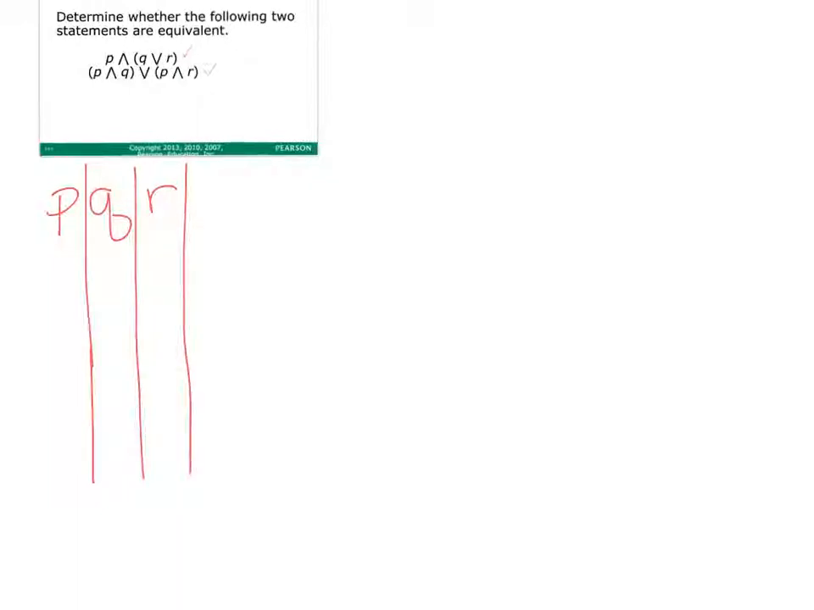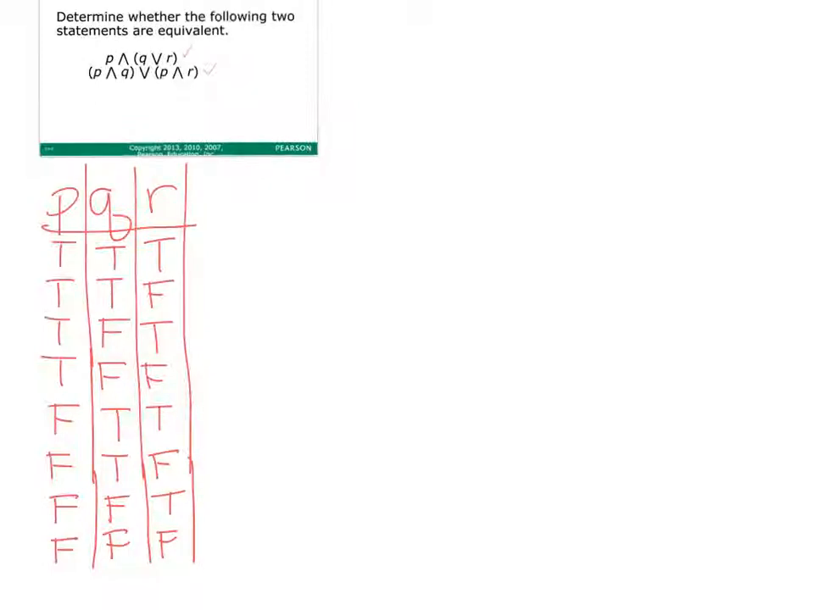Okay, so let's make our truth table for statement 1. In statement 1, we have P, Q, and R, so we're going to need 8 rows for that. The P will just be 4 trues, followed by 4 falses. The Q is going to be 2 trues and 2 falses, 2 trues and 2 falses. And then the R will be every other one: true, false, true, false, true, false, true, false.